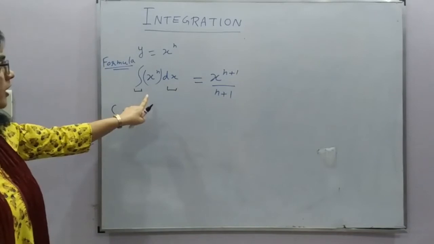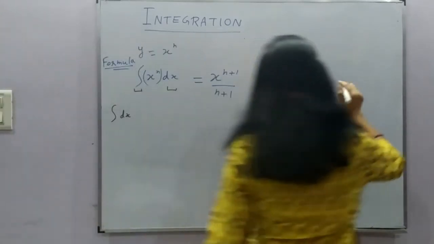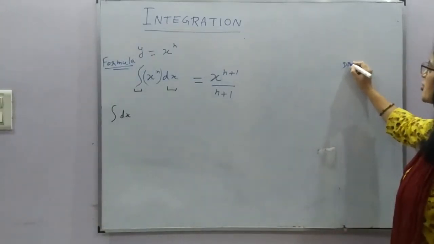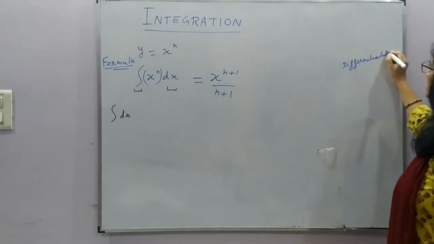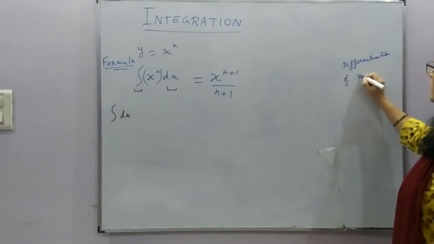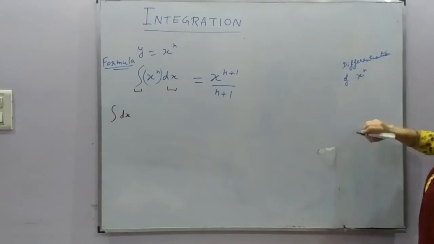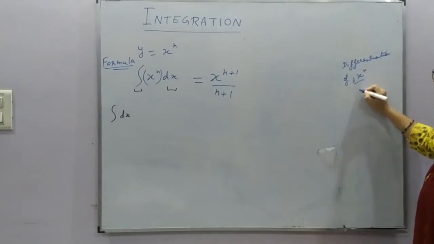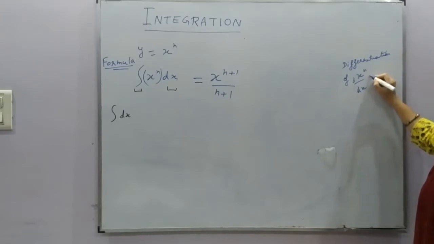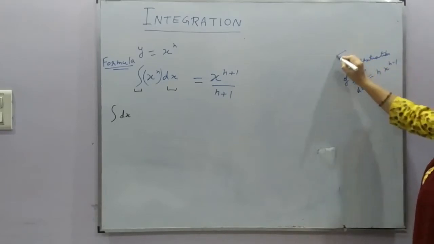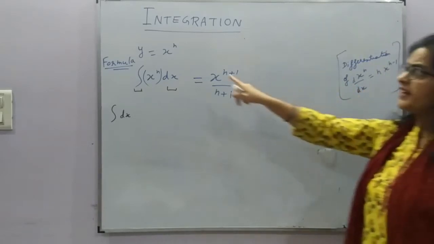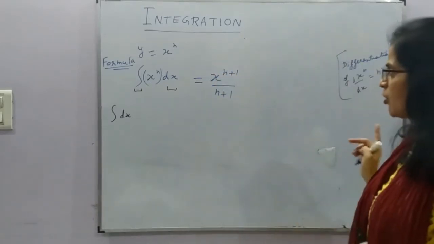This is the formula for integration. Just recall, for differentiation of x to the power n, what was it? d by dx of x to the power n was n x to the power n minus 1. Remember? So just check, integration and differentiation are just opposite.